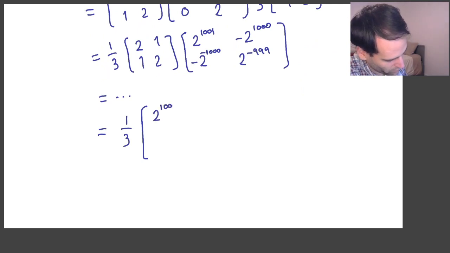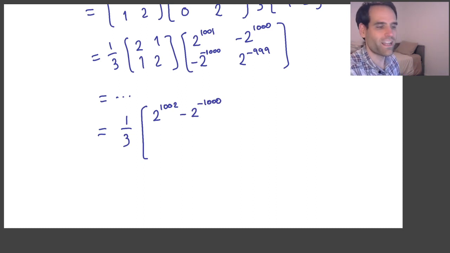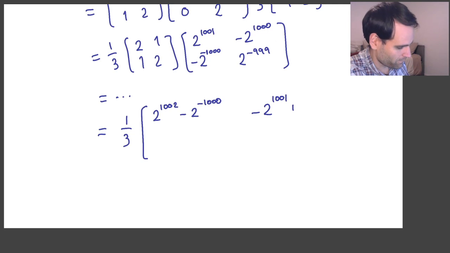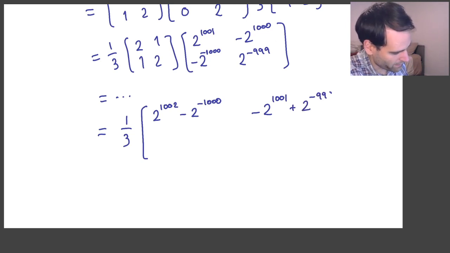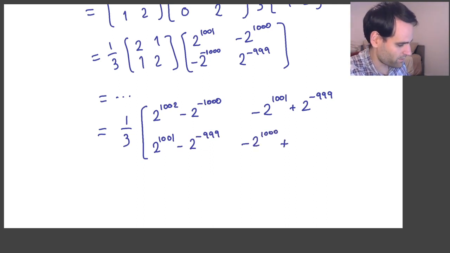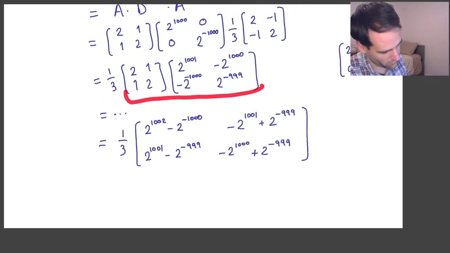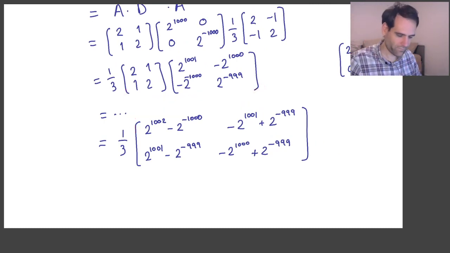2 to the power 1002 minus 2 to the power minus 1000. That's the first element. Then minus 2 to the power 1001 plus 2 to the power minus 999. Then 2 to the power 1001 minus 2 to the power minus 999, and minus 2 to the power 1000 plus 2 to the power minus 999. So that's what you get when you multiply these two matrices. You get this one. Okay?